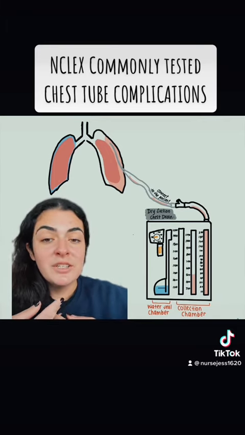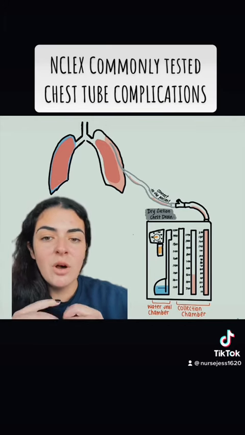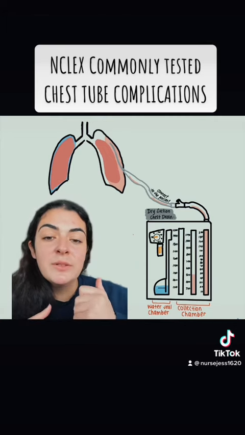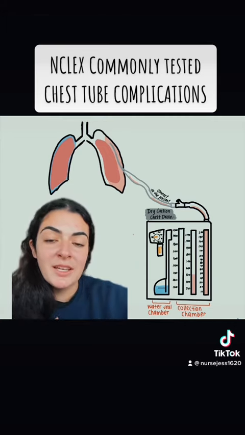So your interventions as an RN are to check the tubing for kinks or obstructions and also auscultate the patient's lungs. Make sure that they're still breathing. And lastly, continuous bubbling in this water seal chamber can indicate an air leak.